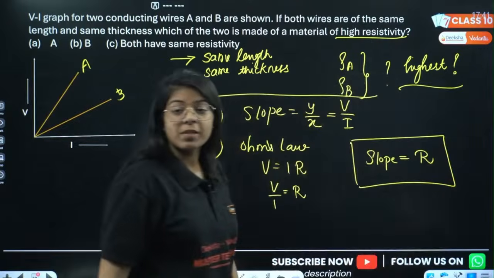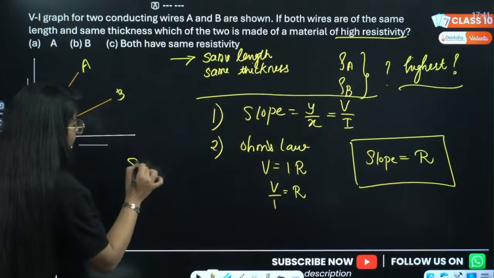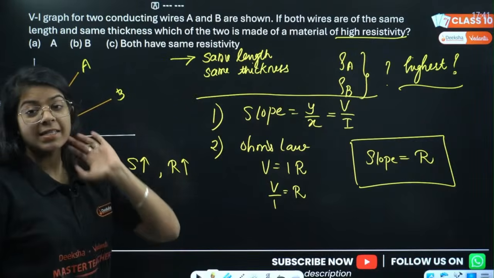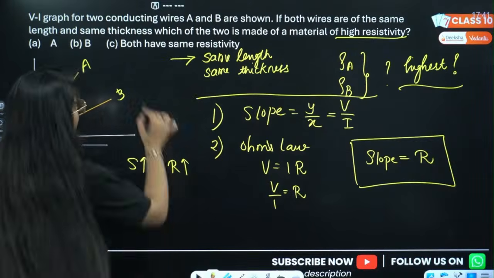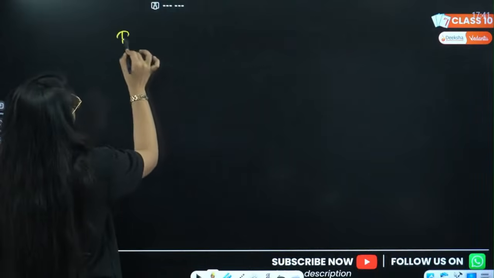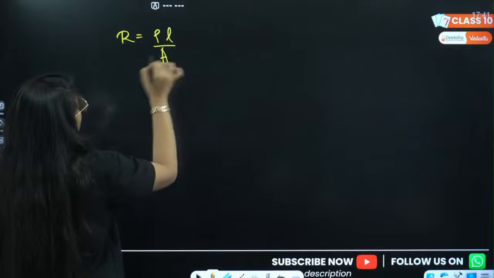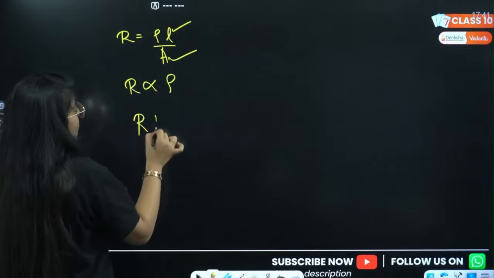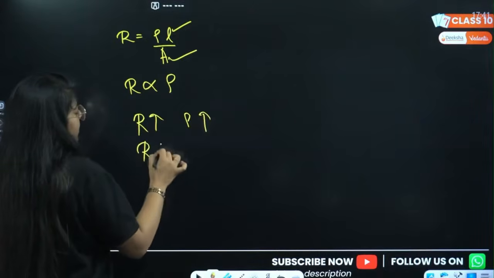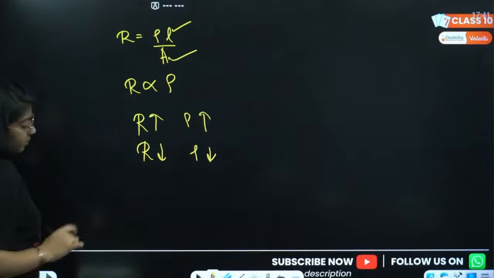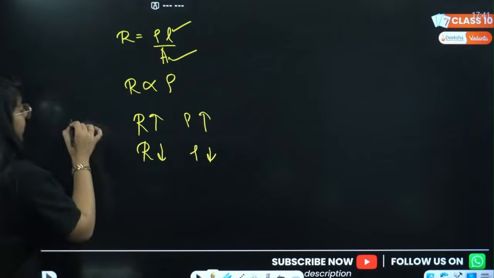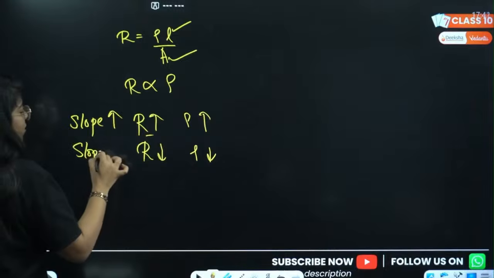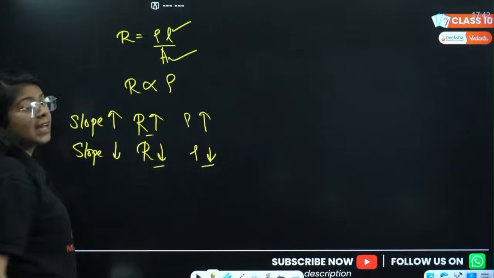Understood? Slope is equal to R. That means if slope is highest, R is highest. Correct? R is rho L by A, right? If length and area are the same, R is directly proportional to rho. So if R is more, rho is more. R is less, rho is less. Since slope is equal to R, if slope is more, R is more; if slope is less, R is less, resistivity is less.